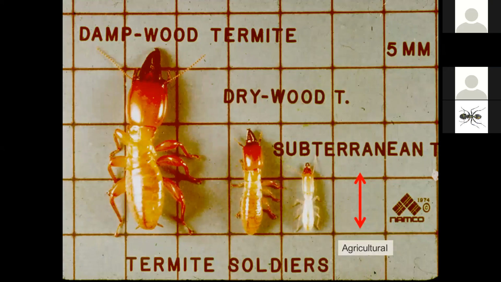So when we look at the different types of termites that we have, this is just to give you a size reference of the more common ones that you may see. On the far left are definitely the largest ones. Those are the dampwood termites. Next to that, we have drywood termites, and then we have subterranean termites. And then the red arrow shows the size of agricultural termites, which we have in some parts of the United States. We'll talk more about these different termites in a few minutes.